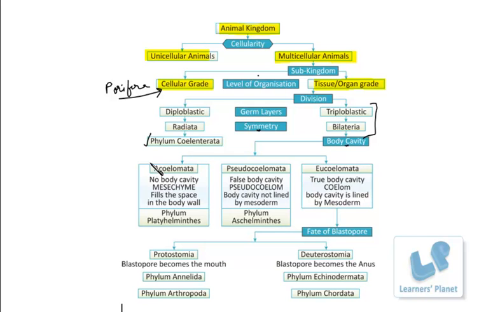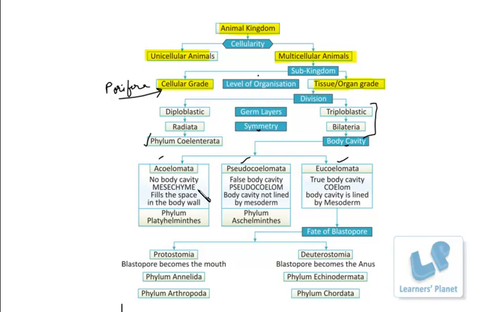Whether they are having a cavity or not, or a true type of cavity. You remember the difference between these three types of cavity? It can be acoelomate, right? That means there is no body cavity. Although the development is from triploblast, I mean three germ layers, still there is no body cavity. That means the space in the body wall is filled up with the mesenchyme.